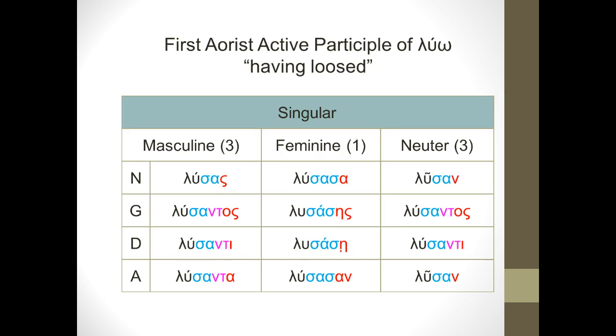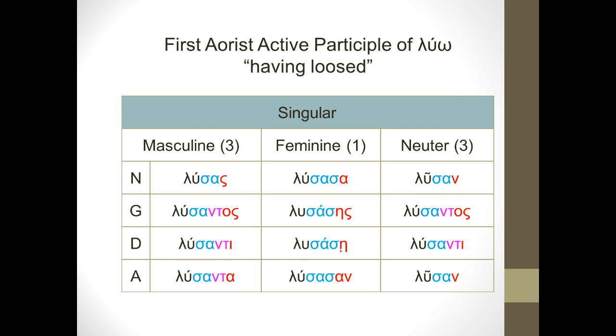Looking at the first aorist active participle in the singular, okay? Notice again that just as we saw in the present active participle, we have our masculine, our feminine, and our neuter across the top. Again, that 3-1-3 pattern, third declension, first declension, third declension across the top. And then down on the left, again, we're following all of our cases, the nominative, the genitive, the dative, and the accusative. Keep in mind, again, that the nominative singular will take its own unique ending. And so in this case, the nominative singular of the masculine is sas. And then in our feminine is sasa, and then in the neuter it's san.